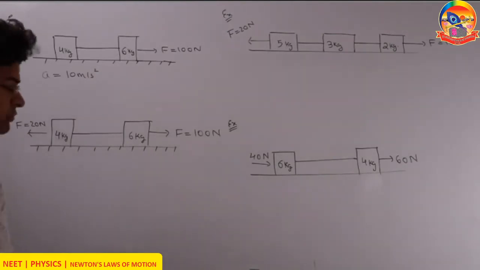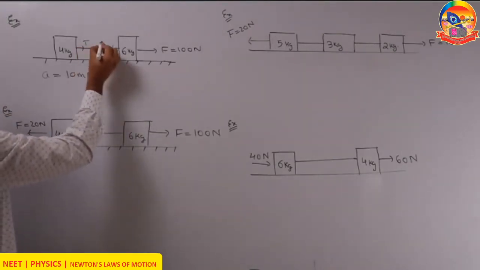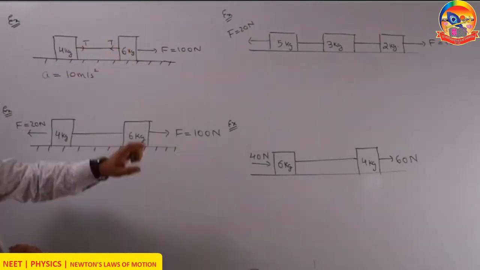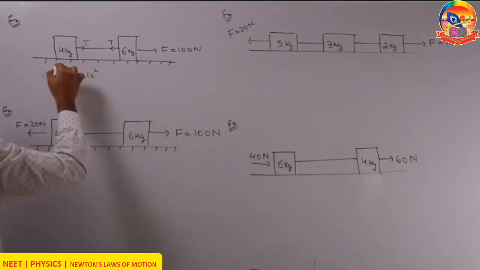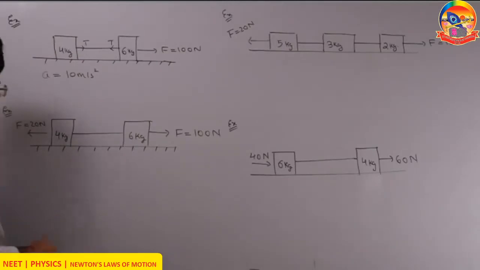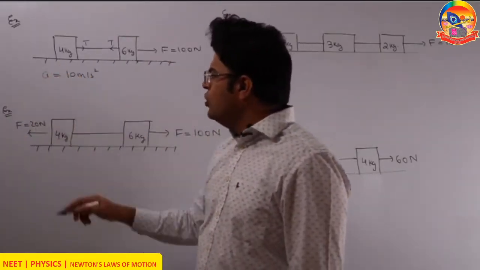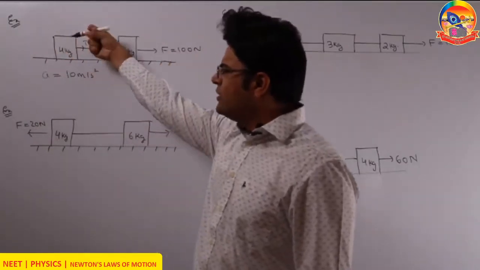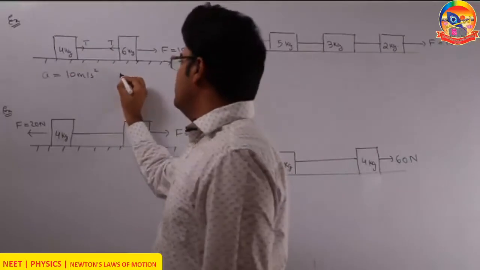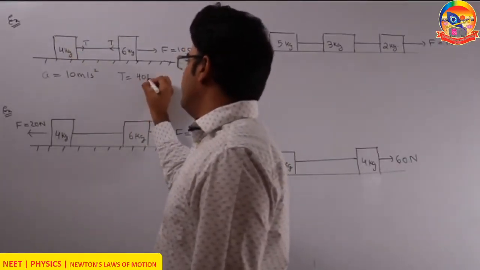Next question that might get asked: what will be the tension? For tension, either think of the free body diagram of the 4 kg or 6 kg. I will recommend the 4 kg. You can think that there is only one force acting on the 4 kg, that is tension. Because of this force, it accelerates with an acceleration of 10 meter per second square. So the tension must be equal to mass into acceleration. So 4 into 10 comes out to be 40 Newton.